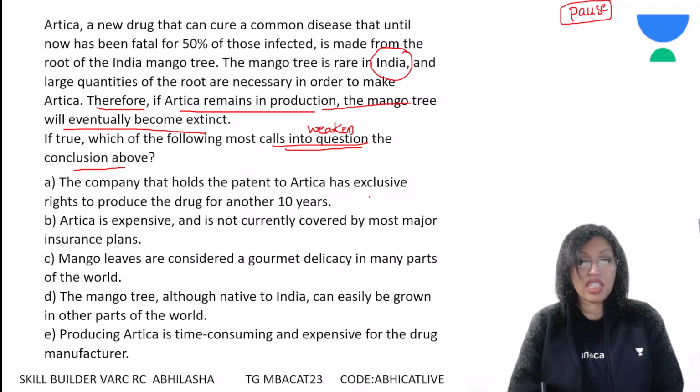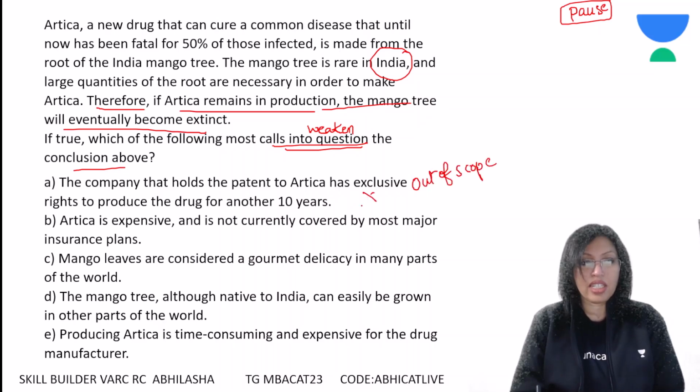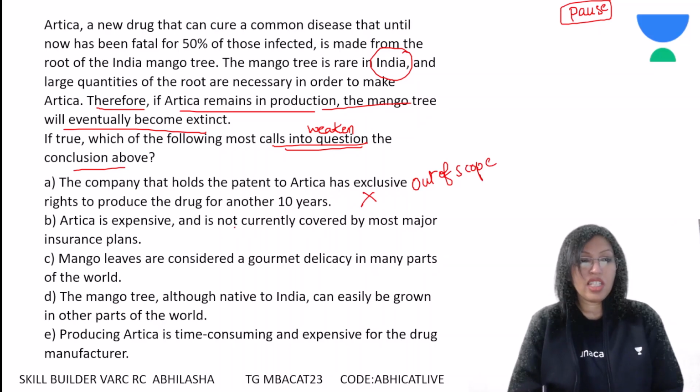But does that necessarily mean that the mango tree will eventually become extinct? No. So this is just out of scope for us. I will eliminate this. Out of scope. Eliminate. Irrelevant for us.